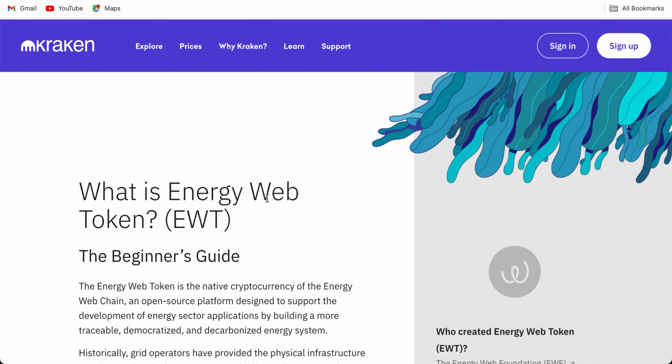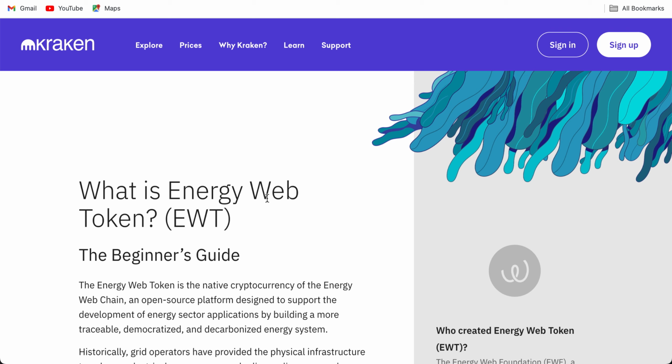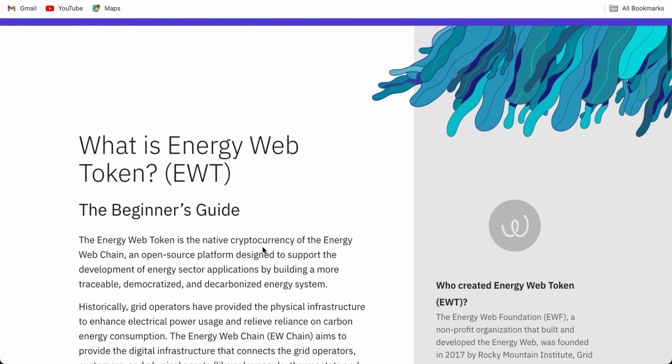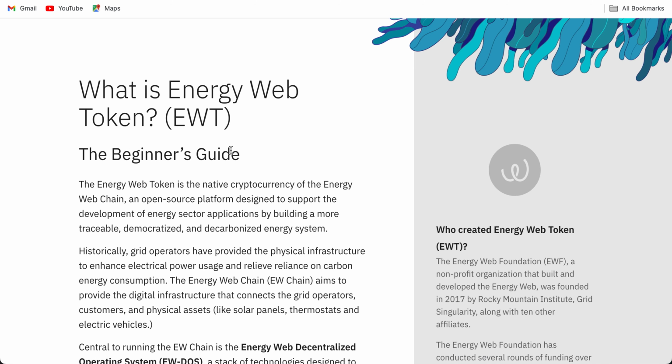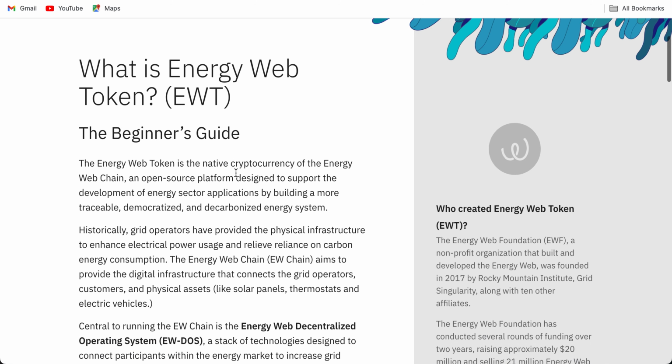Guys, I was searching the internet. I couldn't find a simple definition of what Energy Web Token is for a general understanding. Yes, there were complex definitions. Most of them were simple, but I wanted to lay out a completely novel description of what it is, and I found that in Kraken.com. This was a beginner easy definition of what is Energy Web Token.